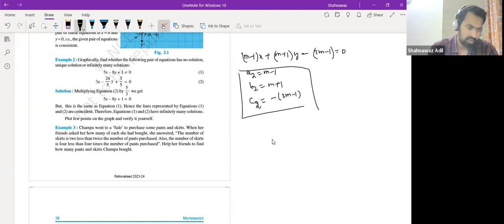The reason why I wrote mx minus 1x is because I multiplied m into x and 1 into x. But the coefficient of x is m minus 1, right? Okay, now let us come back to what we were doing.